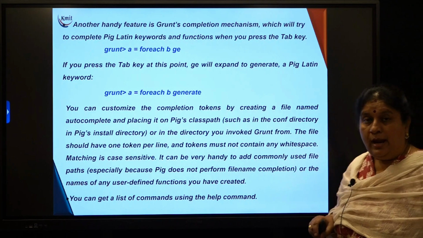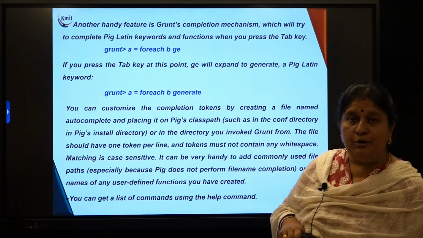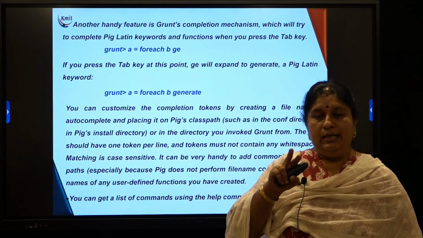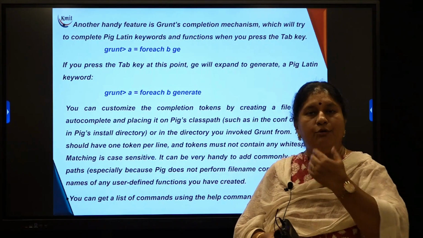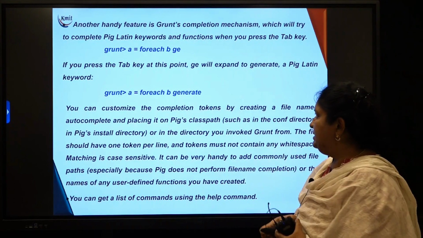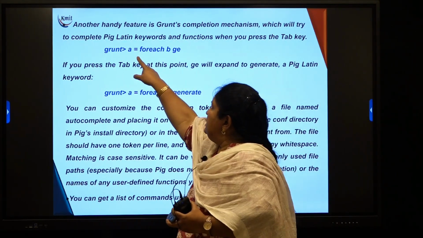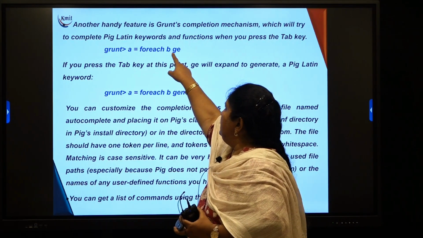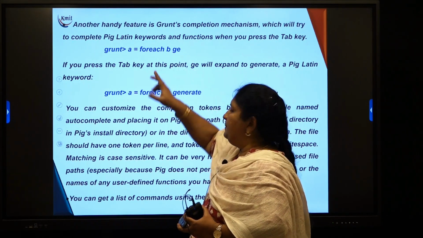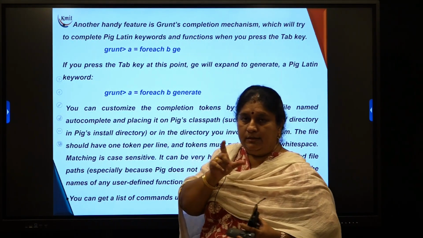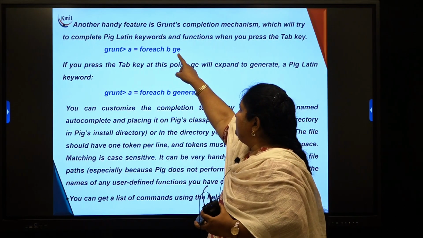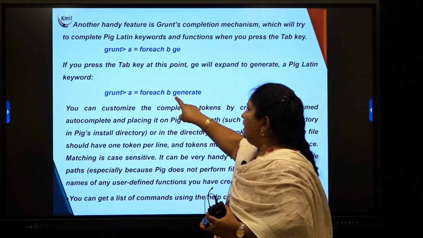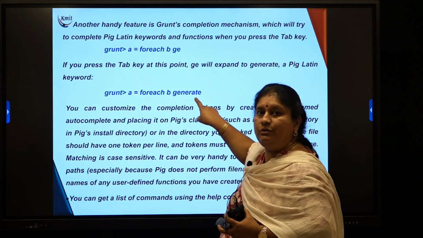And one more handy feature in Pig is you need not type the entire command. Type at least two to three letters and press the tab key. It will try to autofill the entire command. For example, I have shown A = foreach B GE, and later I press the tab. There is a statement or command called generate. So after this GE, if I press the tab key, the command is automatically filled to generate.